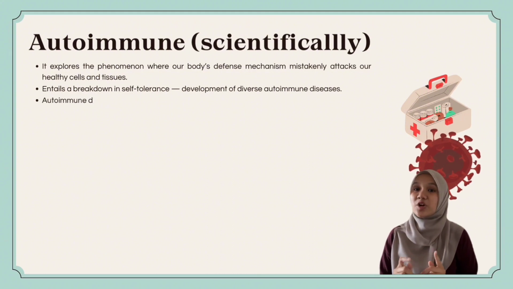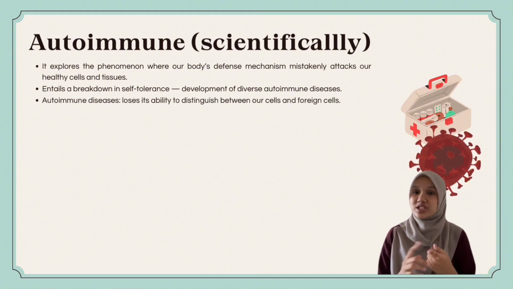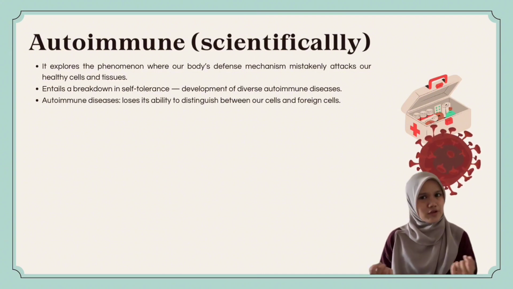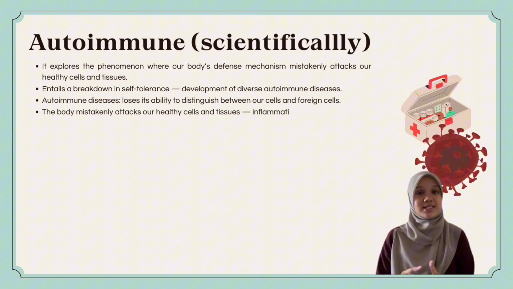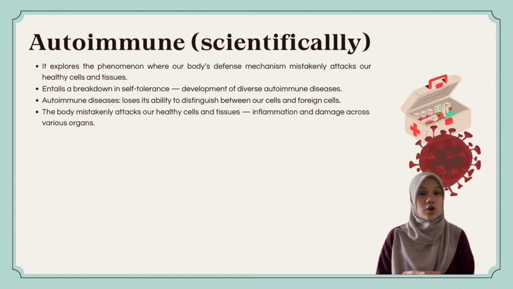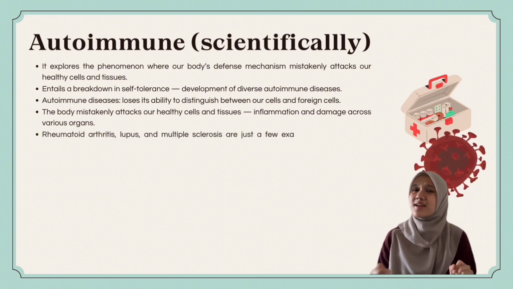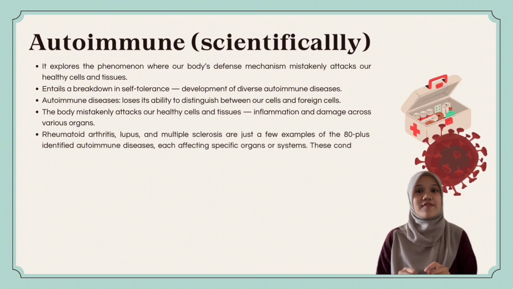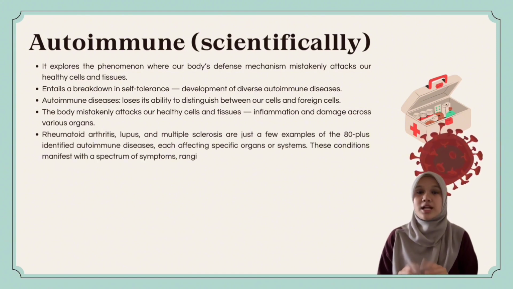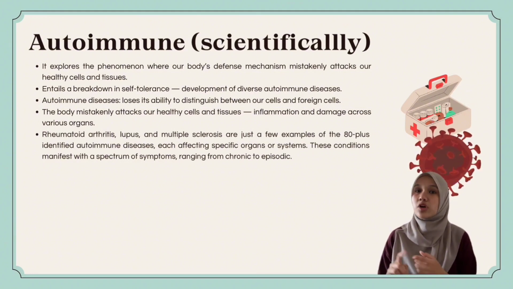Autoimmune diseases are conditions where the immune system, originally designed to shield us from external threats like bacteria and viruses, loses its ability to distinguish between our cells and foreign cells. Consequently, the body mistakenly attacks our healthy cells and tissues, causing inflammation and damage across various organs. Rheumatoid arthritis, lupus, and multiple sclerosis are just a few examples of the 80+ identified autoimmune diseases, each affecting specific organs or systems. These conditions manifest with a spectrum of symptoms ranging from chronic to episodic.